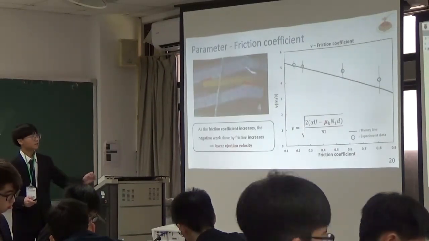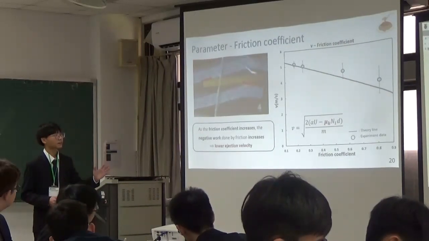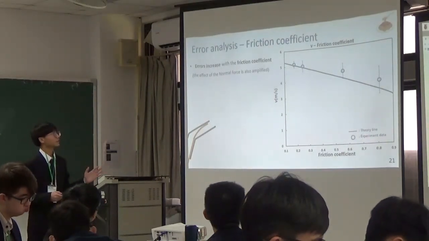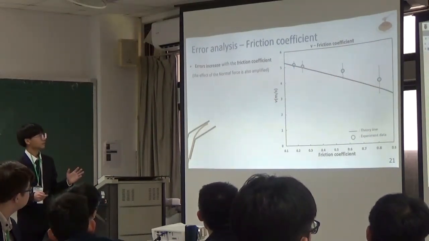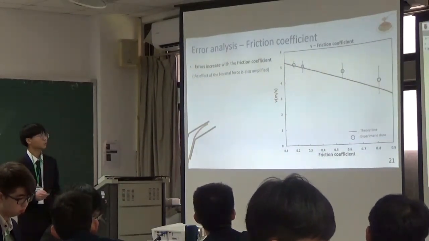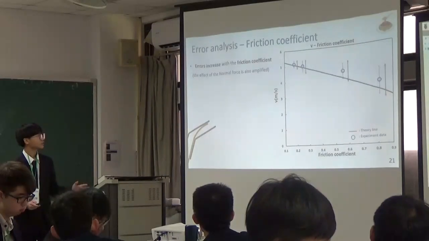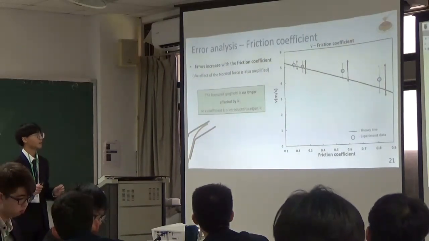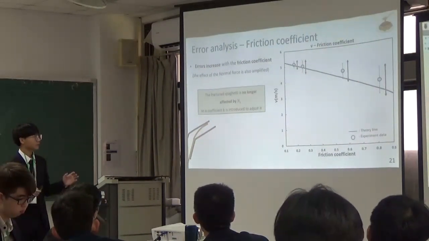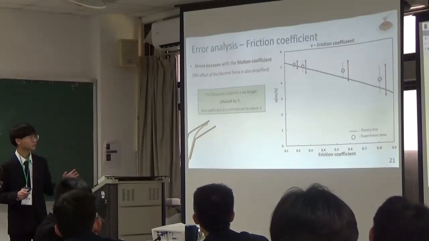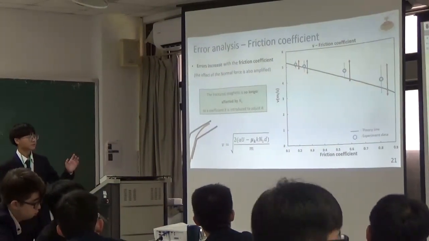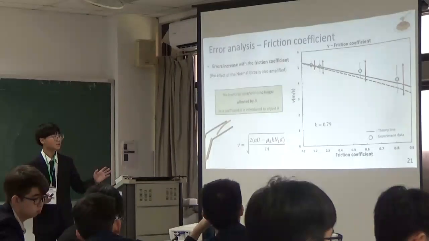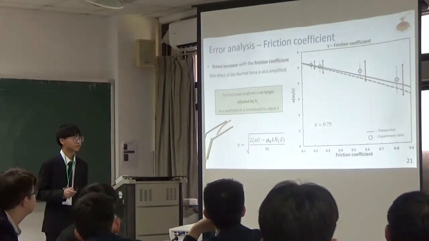And you may ask why the theory line doesn't perfectly fit our experimental data. It is because the error increases with the friction coefficient too, and the effects of the normal force are also amplified. So the fractured spaghetti is no longer only affected by the N1 force. So we introduced a K value to adjust the theory line, and when we calculate it, the K value roughly equals 0.79.